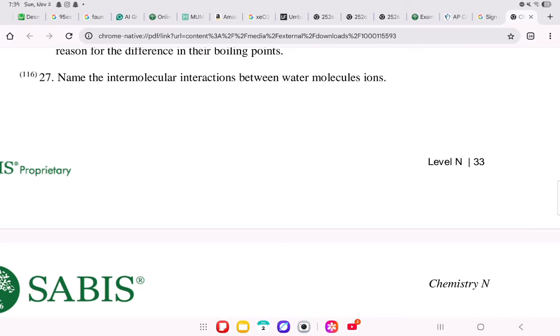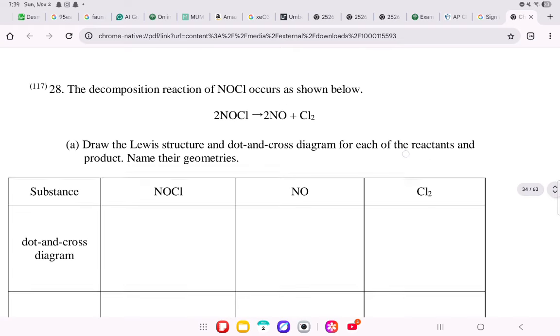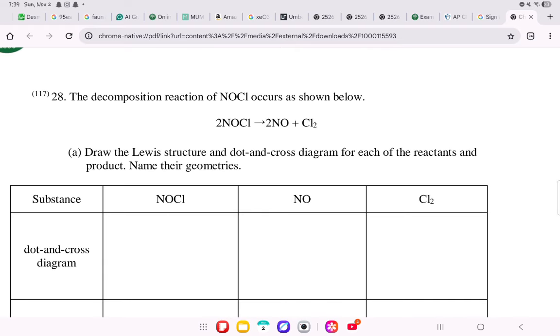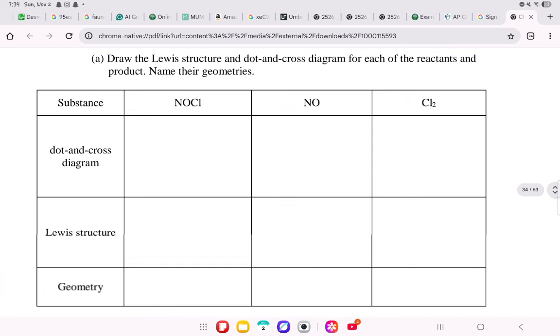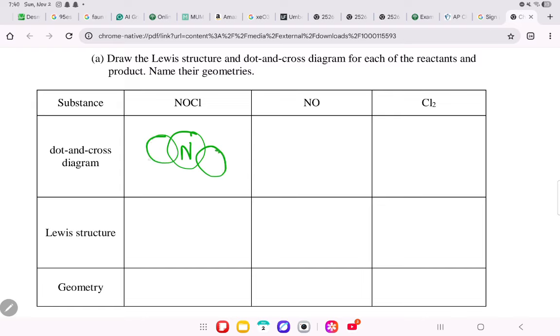28. The decomposition reaction of NaOCl occurs as shown below. Draw the Lewis structure and dot cross diagram for each of the following. Okay. Let us do NOCl. The most electronegative, which is not oxygen and which is not hydrogen, should be in the center. So in this scenario, it's going to be N, right? So N, and then O, and then Cl. This is how it looks like, right?